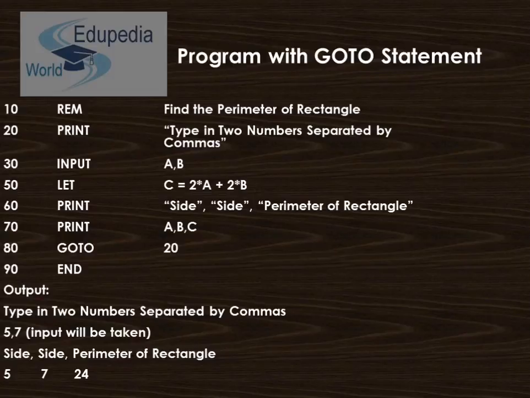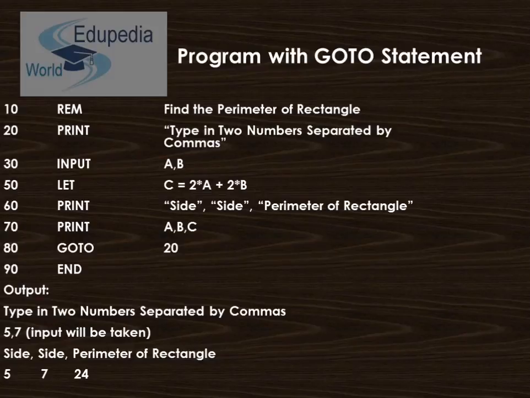Then comes the input statement, which is there to take the input from the user. When we type the two numbers separated by commas, they will be taken as input and assigned to these variables A and B. Then comes the assignment statement, the LET statement, which simply assigns the value from the formula to this variable C, which would be the perimeter of the rectangle.